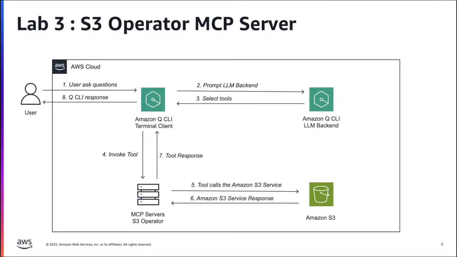Today we are going to build an MCP server for S3 operator as a part of Lab 3. This MCP server enables the user to interact with Amazon S3 services using natural language commands, making it easier to manage S3 resources. For example, the user can simply say list all my buckets or upload this file to my project folder. The MCP server then would understand and execute those commands through the tools available to it.